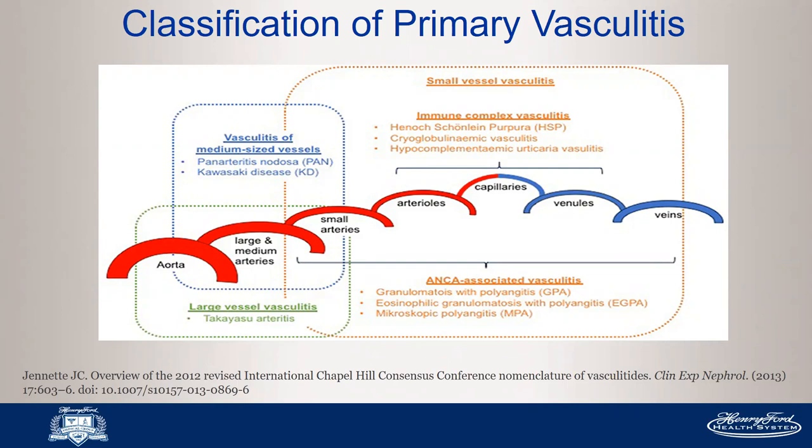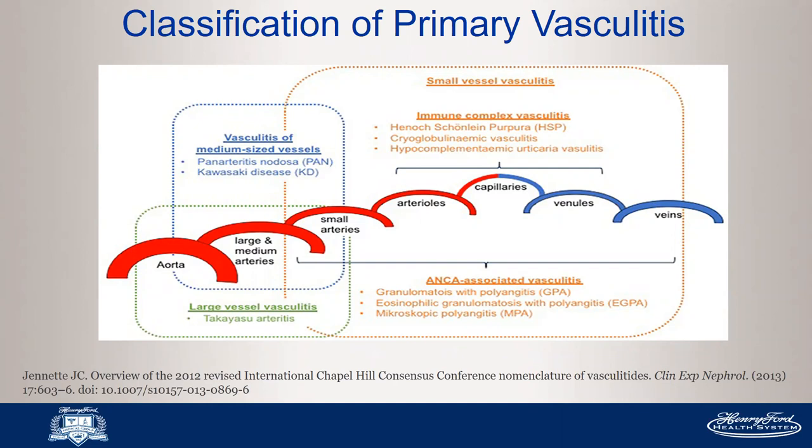So we've all seen this before. When you look at primary vasculitis, essentially you can classify it as large vessel vasculitis, medium vessel vasculitis, or small vessel vasculitis. The one that I'm going to focus on is the small vessel vasculitis.